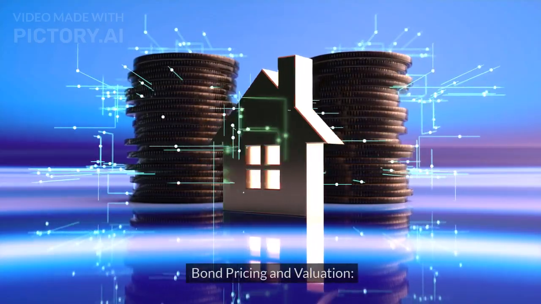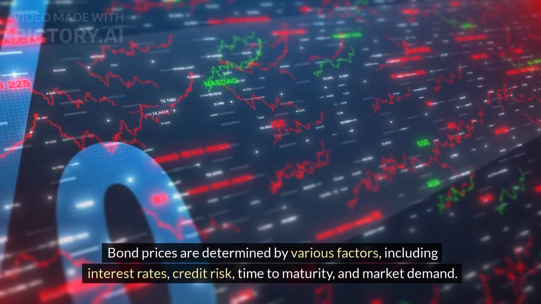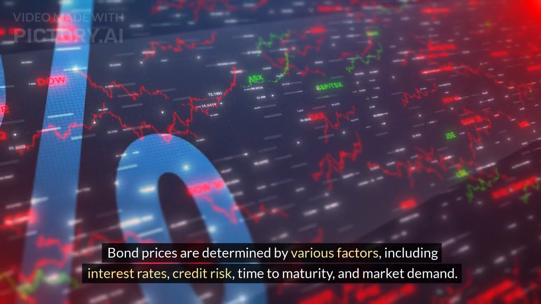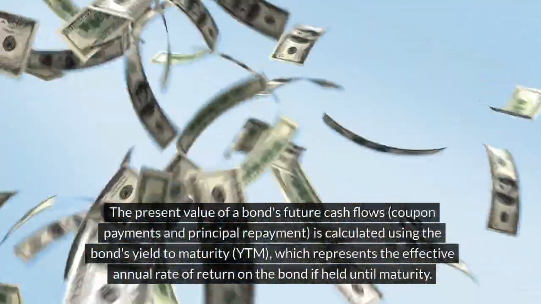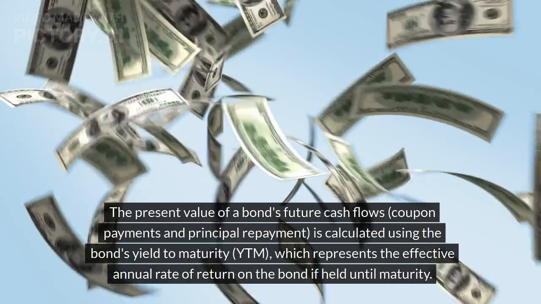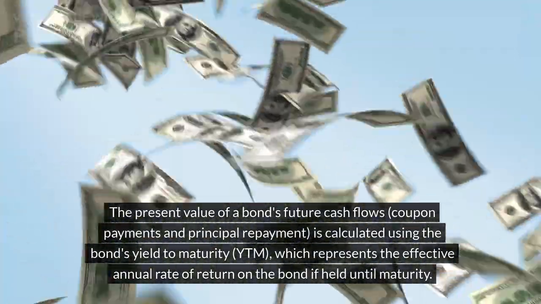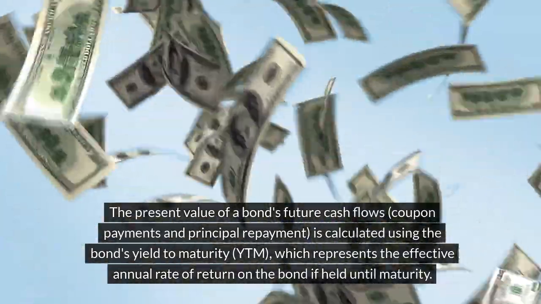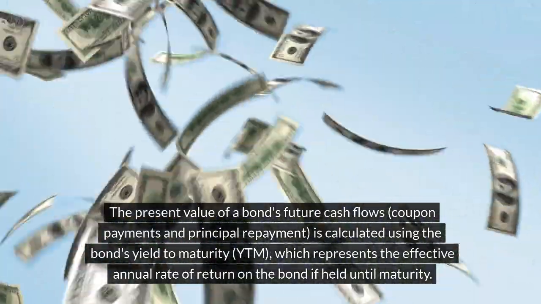4. Bond pricing and valuation. Bond prices are determined by various factors, including interest rates, credit risk, time to maturity, and market demand. The present value of a bond's future cash flows, coupon payments and principal repayment, is calculated using the bond's yield to maturity, YTM, which represents the effective annual rate of return on the bond if held until maturity.